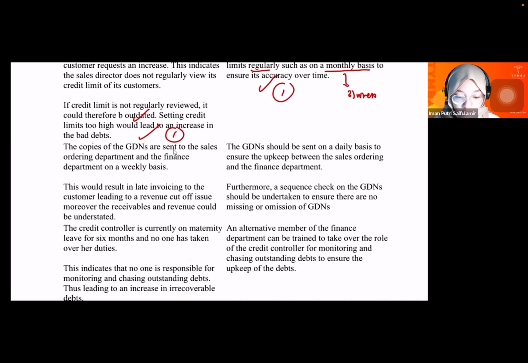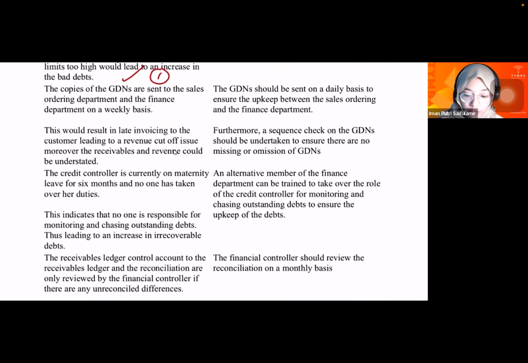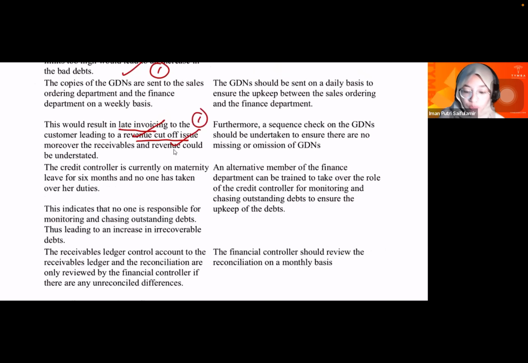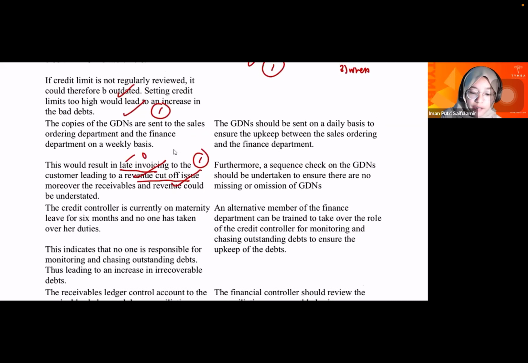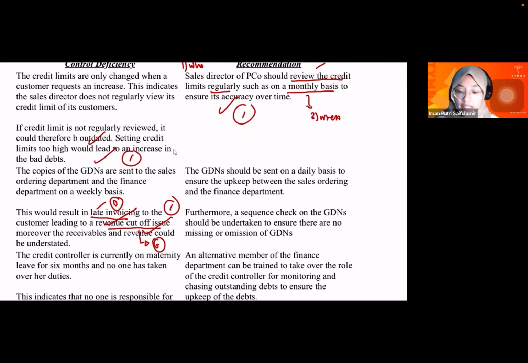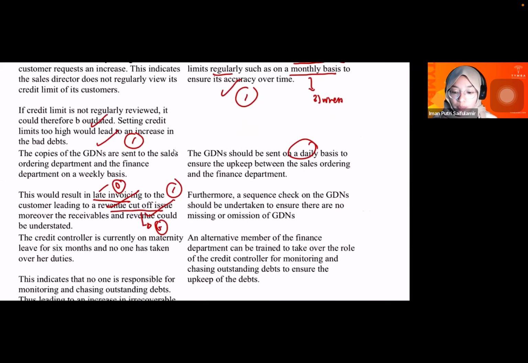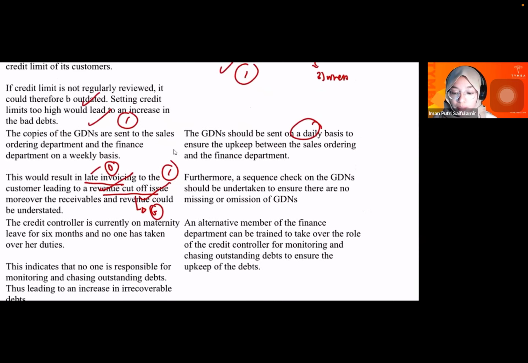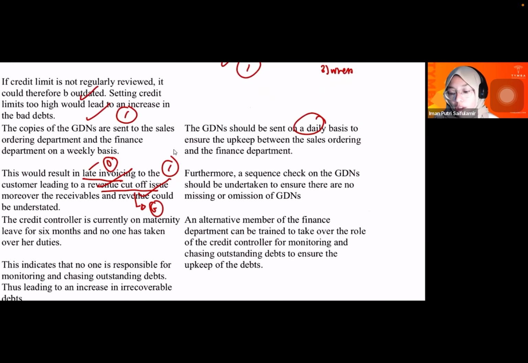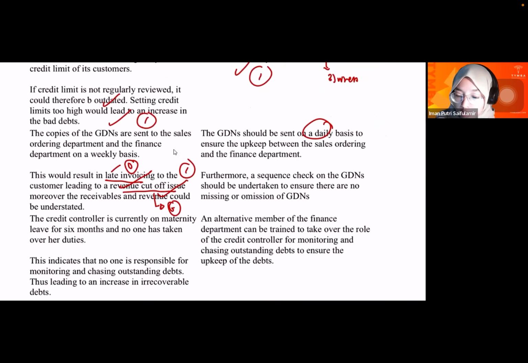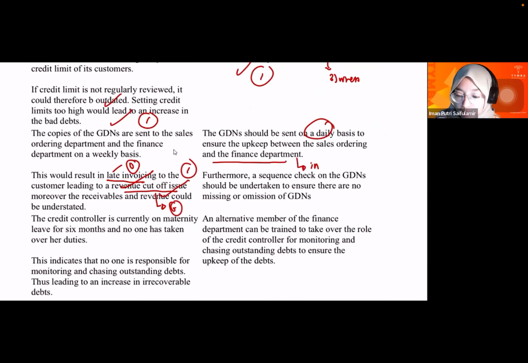So this is a very complete answer. Good job. Next, the copy of the GDN: this would result in late invoicing, which leads to revenue cut-off issues. Again, this is the direct implication and this is the general implication. The GDN should be sent on a daily basis to ensure the upkeep between the sales, ordering, and finance departments. Maybe a more accurate wording is: to ensure that the finance department can match the GDN with the sales order and invoice the customers on a timely basis.